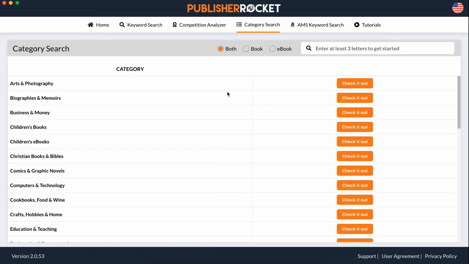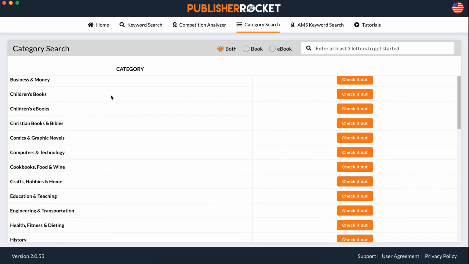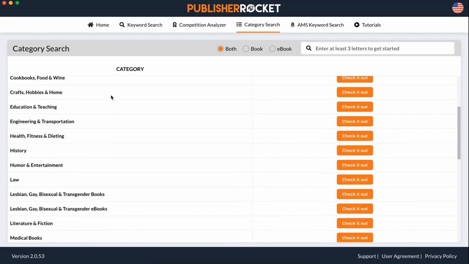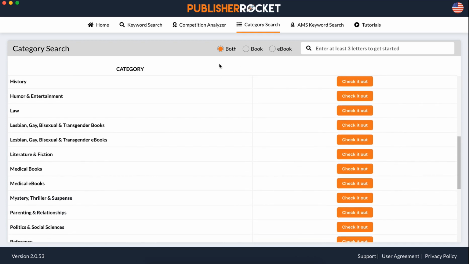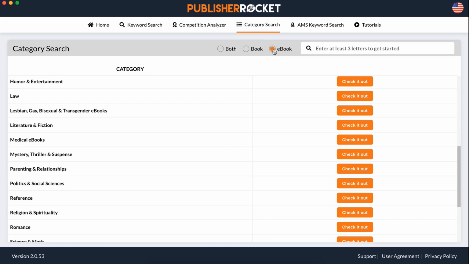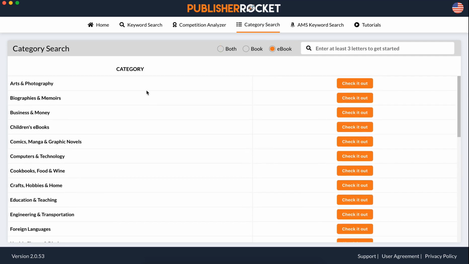So category search is going to take you to the main categories in the Kindle store. Or this is both books and ebooks. If you want to select ebooks, just go here and these will be the ebook categories. If you're self-published or indie published, or if you run a small press, I would go for ebook because most of your sales are probably going to be ebooks. If you want to just do books, you can do that. But for this tutorial, we're going to do ebooks.